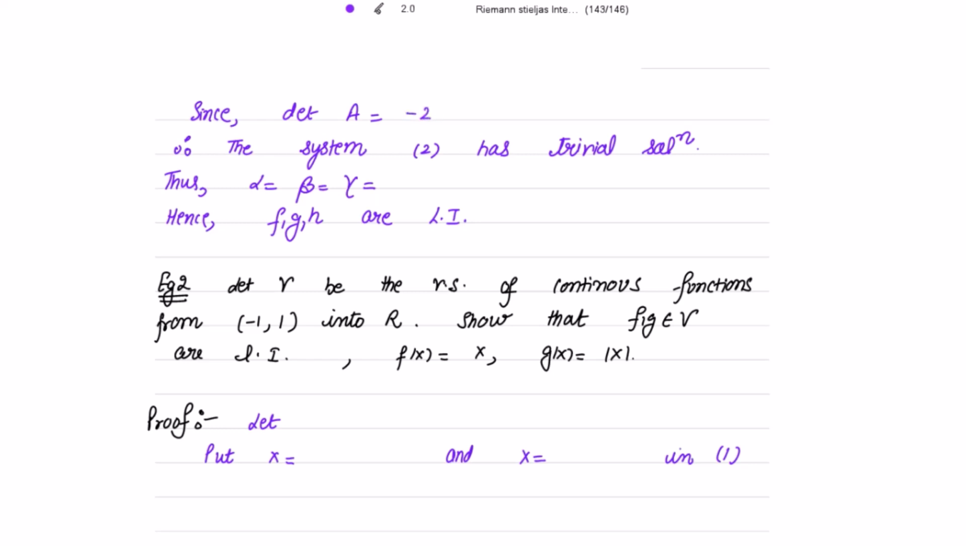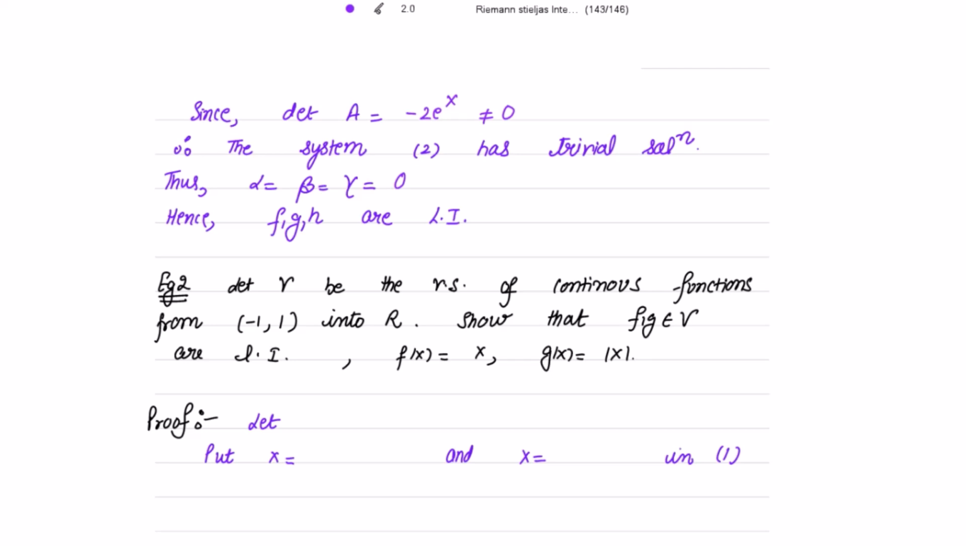This is negative 2 e^x, which is of course non-zero. So the system 2 has trivial solution. Thus alpha equal to beta equal to gamma is 0. So f, g, h, all these functions are linearly independent. Pretty different example.